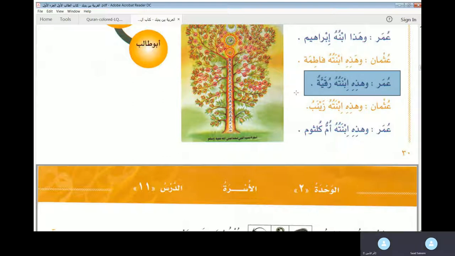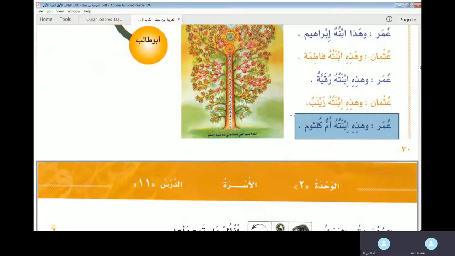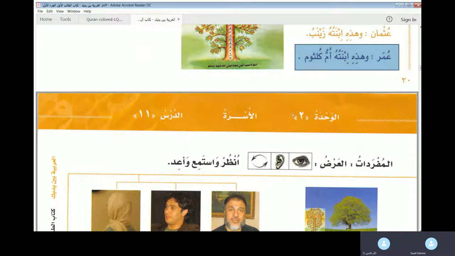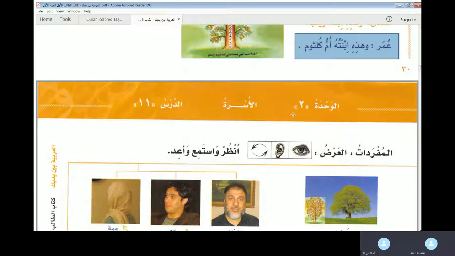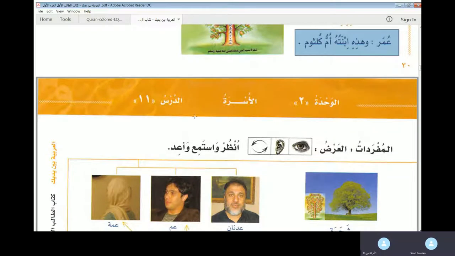Umar: And this is his daughter Ruqayyah. And this is his daughter Ruqayyah. Uthman: And this is his daughter Zaynab. And this is his daughter Zaynab. Umar: And this is his daughter Umm Kulthum. And this is his daughter, Umm Kulthum.